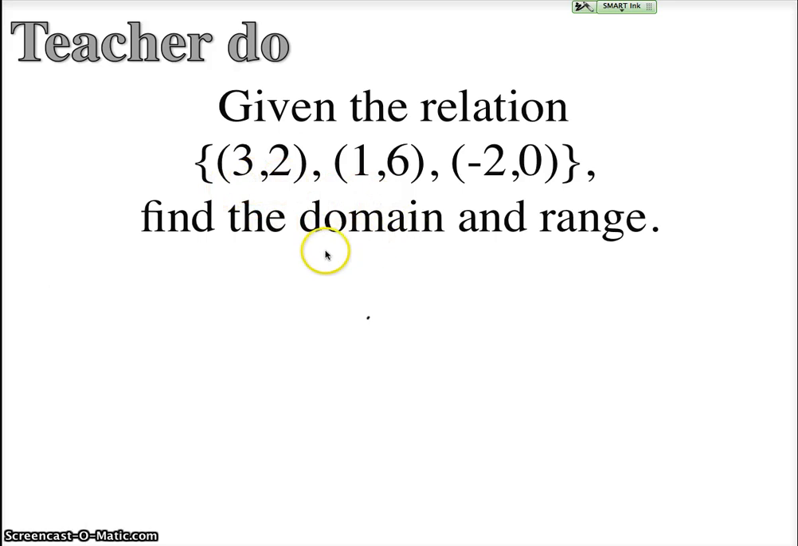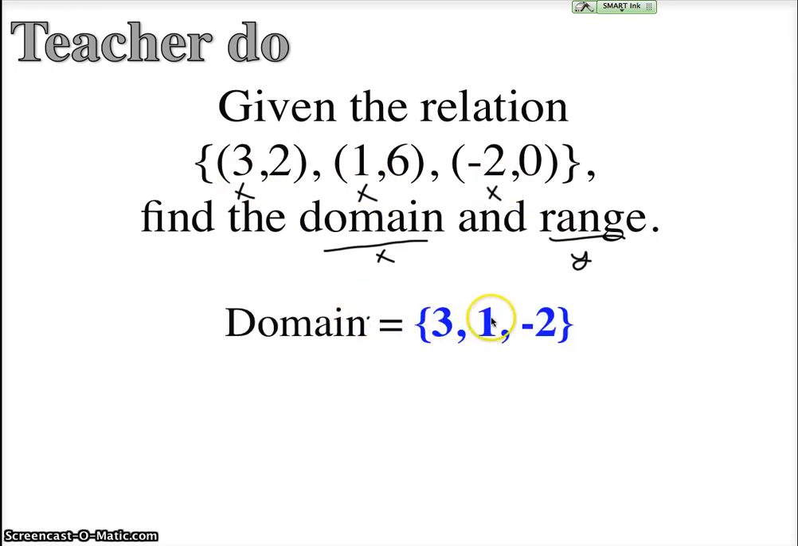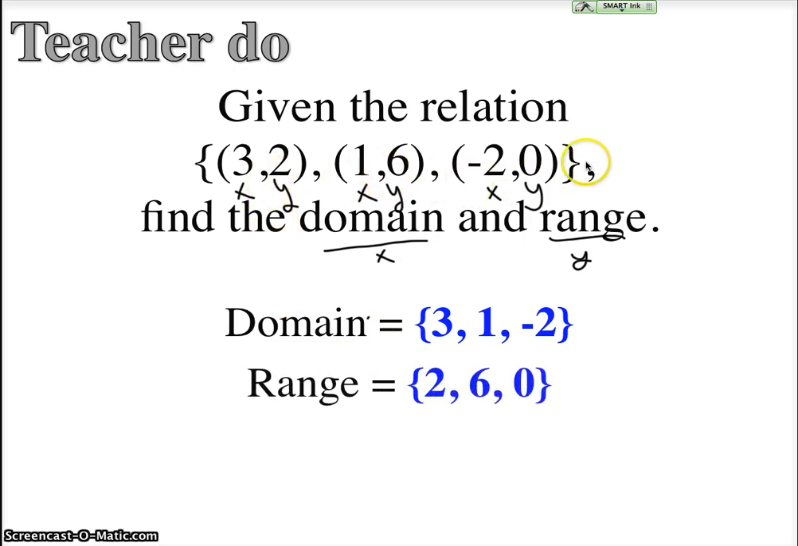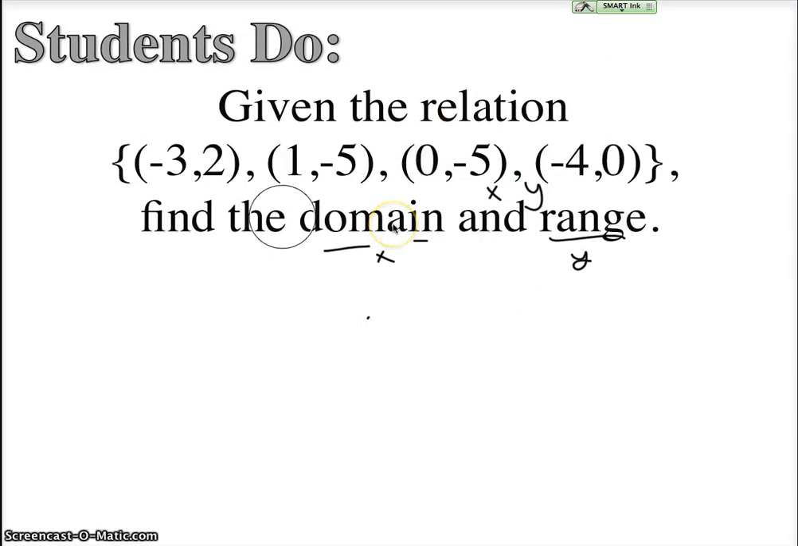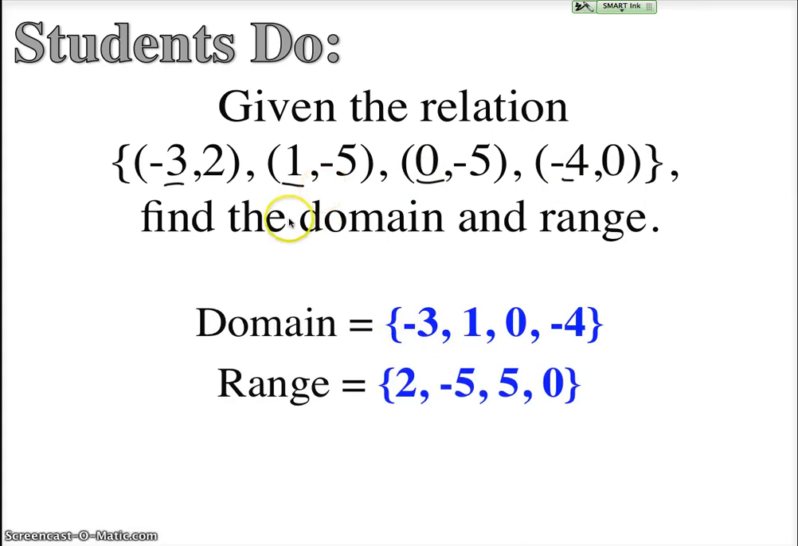Domain, remember, are all my x values. These are all my y values. So here's my x's, x, x, x. Therefore, we have 3, 1, negative 2. And then range are all my y values, 1, 2, 3. So my range is 2, 6, and 0. Okay, that process repeats here. Again, domain, 1, 2, 3, 4. There are my numbers. And again, my range values are my y values.